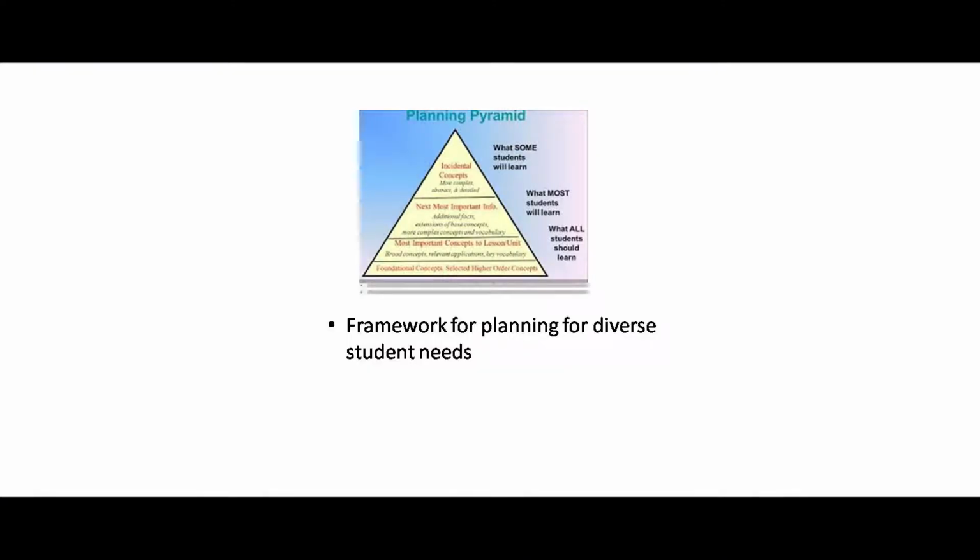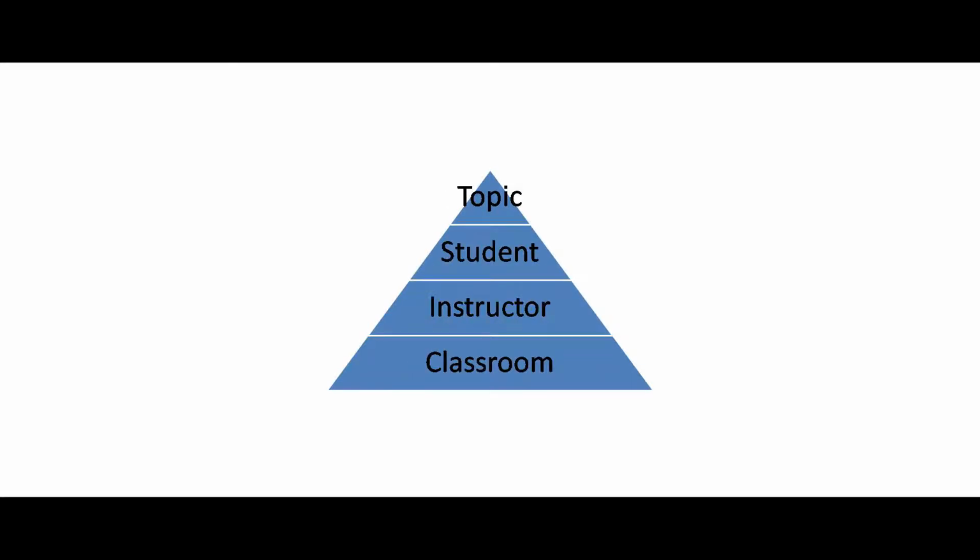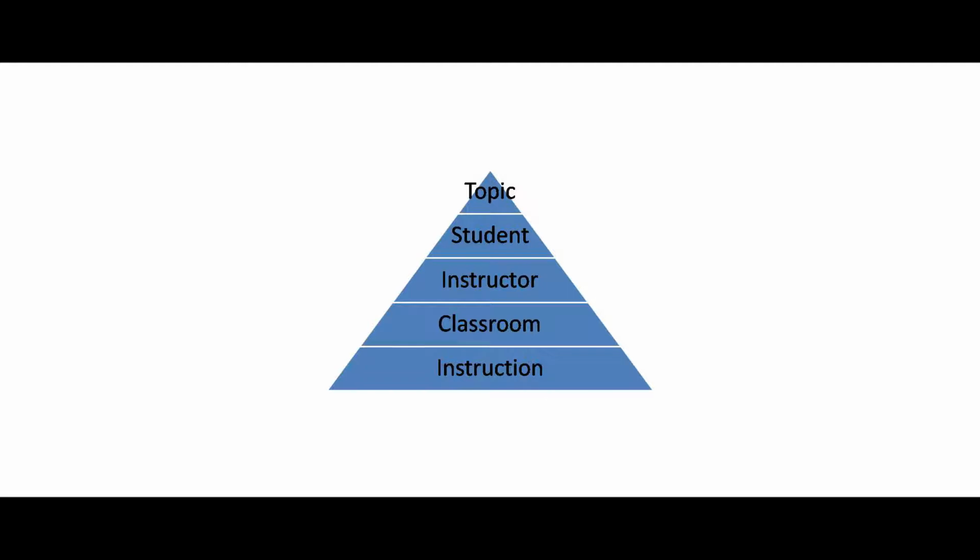The next area that we discuss is the planning pyramid. The planning pyramid is a framework for planning for diverse student needs and a tool for planning differentiated instruction. The pyramid is composed of five points of entry, which represent the factors the instructor considers when planning any lesson. They are topic, students, instructor, classroom, and instruction.